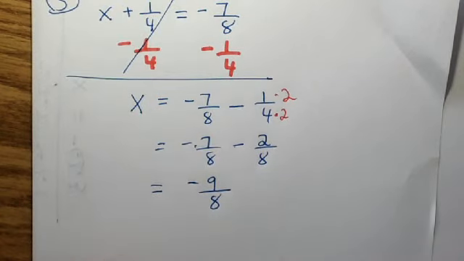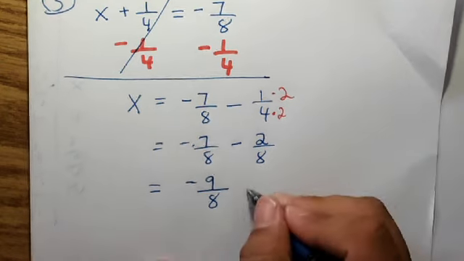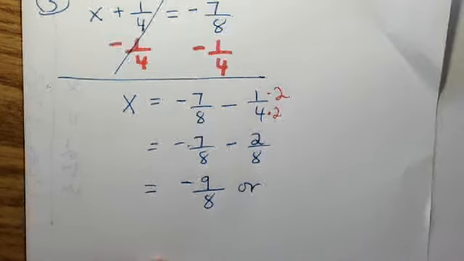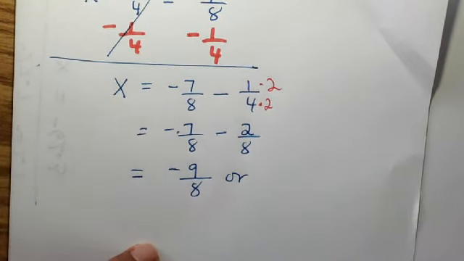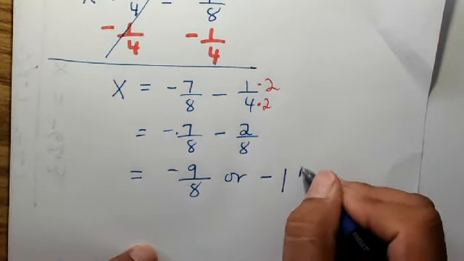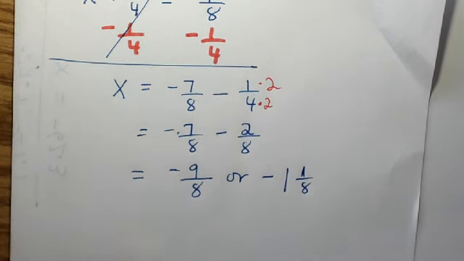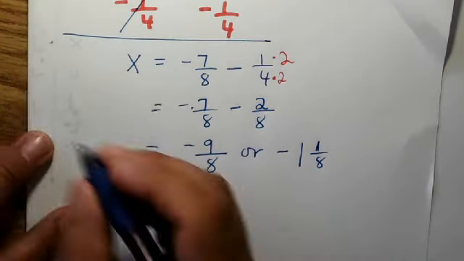Now, on the test Friday, it could also appear as a mixed number. How would you write that as a mixed number? Negative 1 and 1/8. Is that clear, guys? Barba, are you analyzing? Yes. Okay.